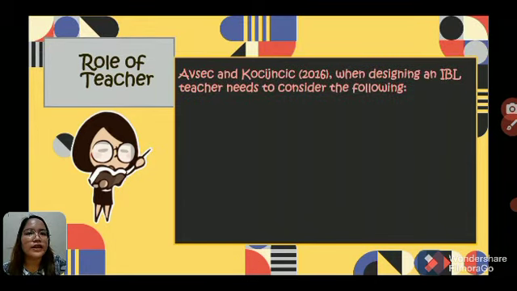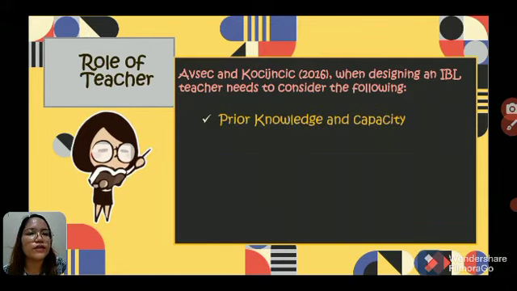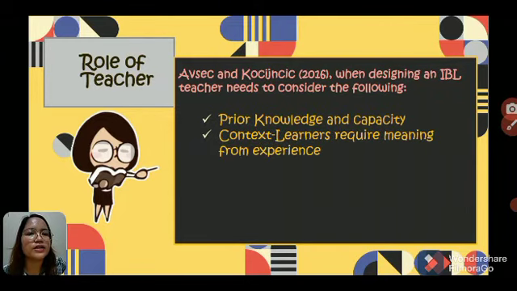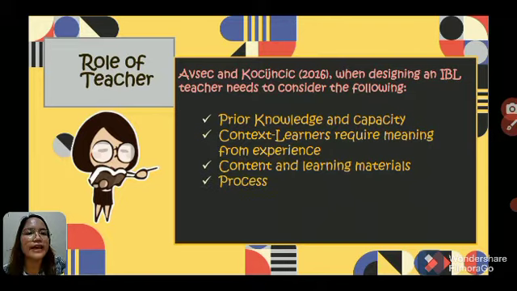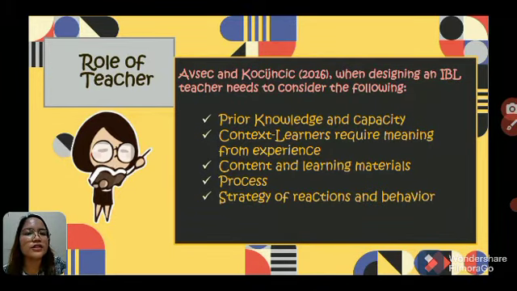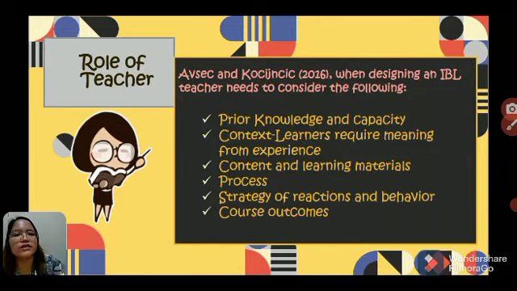According to ASVEC and Kujis, Gen 6, 2016, when deciding on IBL, the teacher needs to consider the following: prior knowledge and capacity, context of learning, required meaning from experience, content and learning materials, process, strategy, reaction and behavior, and course outcomes.